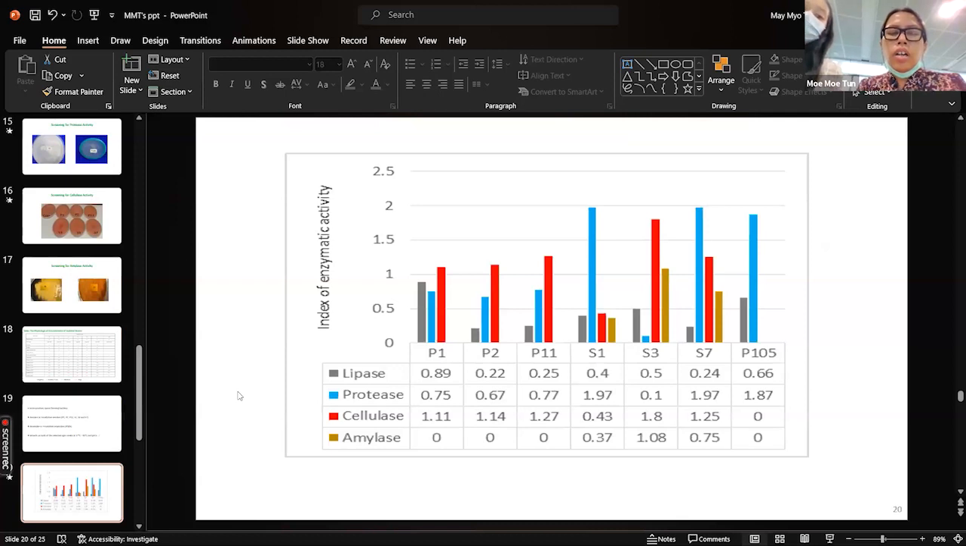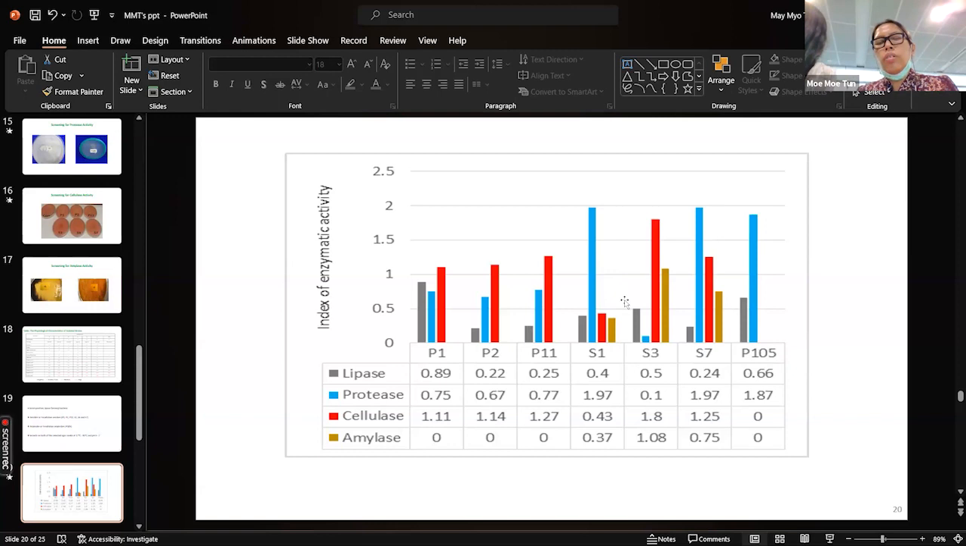And then I do enzymatic activities of my isolated strains. As we can see, these P1, P2, P3, three strains secrete three types of enzyme: lipase, protease, and cellulase. And these S1, S3, S7 bacteria are Bacillus species. These can secrete four types of enzyme: protease, lipase, cellulase, and amylase. But Streptomyces species B105 can secrete two types of enzyme, lipase and protease only.